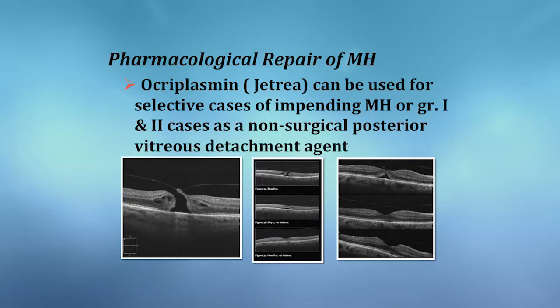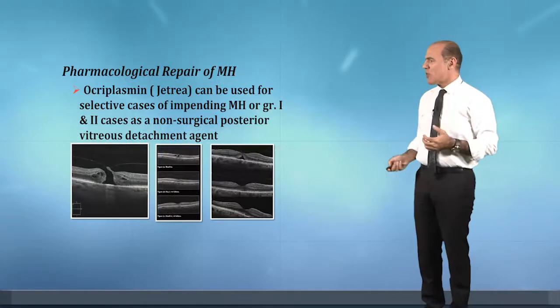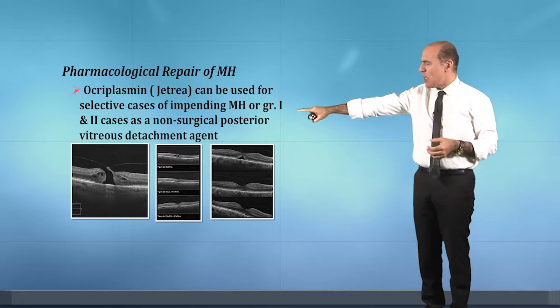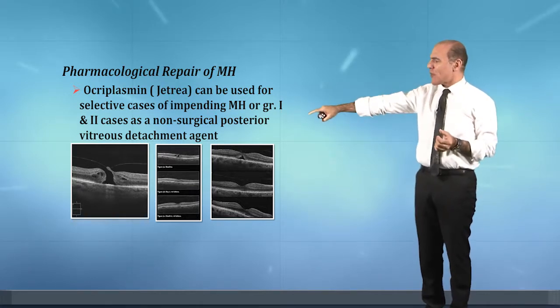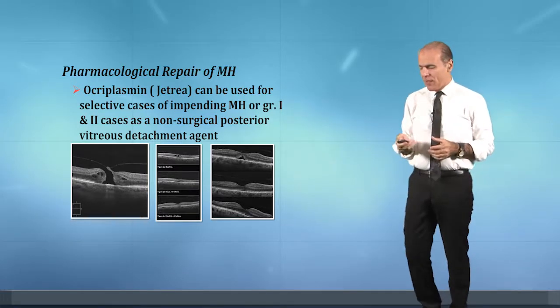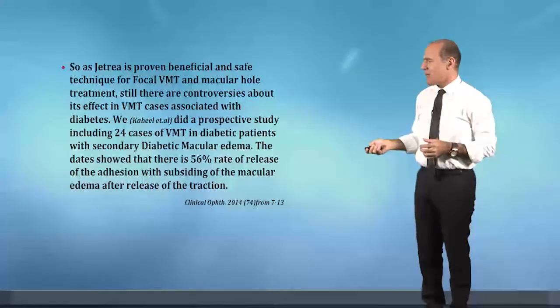Pharmacologic repair of the macular hole. So we know now that ocriplasmin can be used for selected cases of impending macular hole, grade 1 or 2, as a non-surgical posterior vitreous detachment agent. As you see here, it is very demonstrative. Look at that, and you can follow after 1 month, 2 months, and 3 months post-injection with the spectral domain, and even up to 7 months is the lowest one. You can see almost normal configuration of the retina. It takes almost 7 months for complete resolution of the subretinal fluid with good visual acuity results.